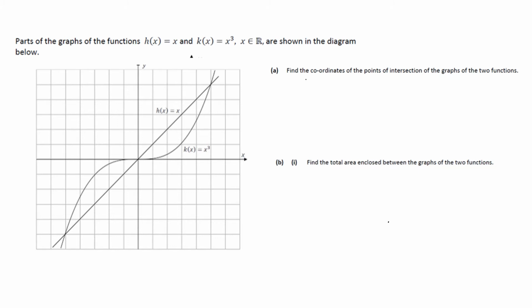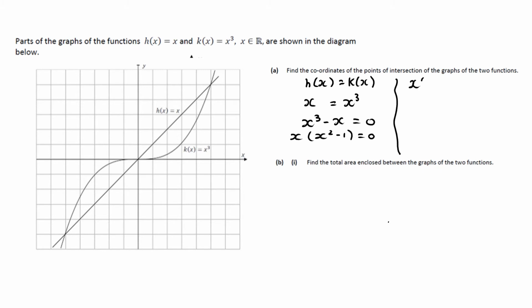So we're trying to find where h of x is equal to k of x. So we have x equals x cubed. So what we're going to do, we're going to bring the x across, equals 0, and we're going to use some factorization. x squared minus 1 equals 0. So we did highest common factor, but we can also do difference of two squares. x plus 1 equals 0. That's now fully factorized. So we get x equals 0 is 1 point, x equals 1 and x equals minus 1.